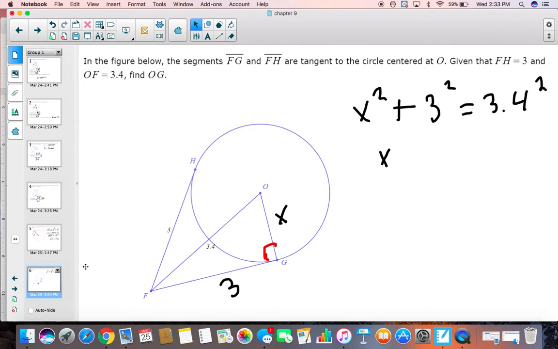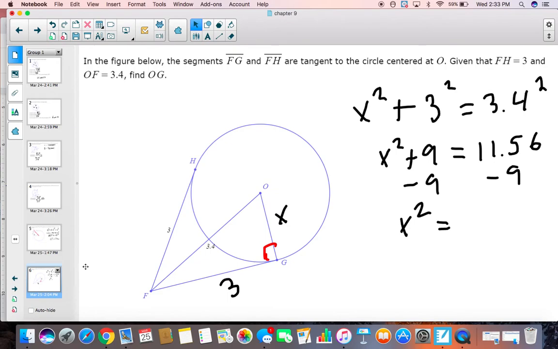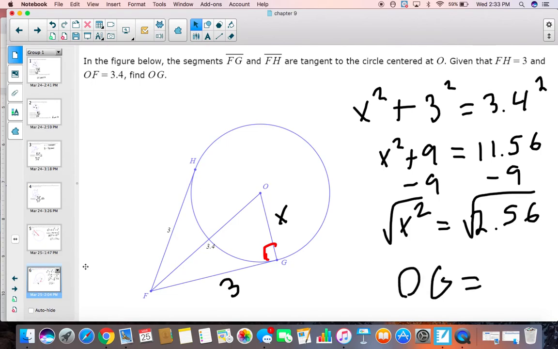Simplify down. x squared plus 9 is equal to 11.56. Subtract 9 over. x squared is equal to 2.56. Finally, take the square root. And now I'm going to just call this OG is equal to 1.6. And we will call that units.